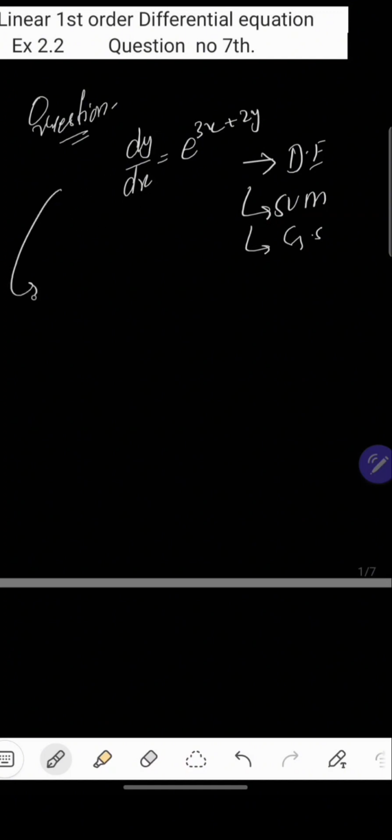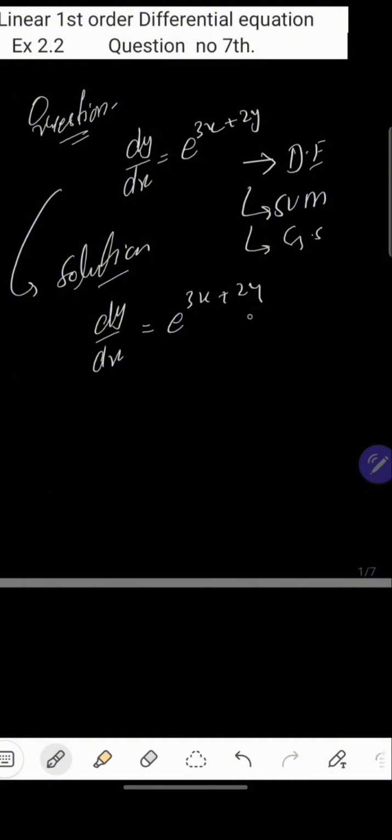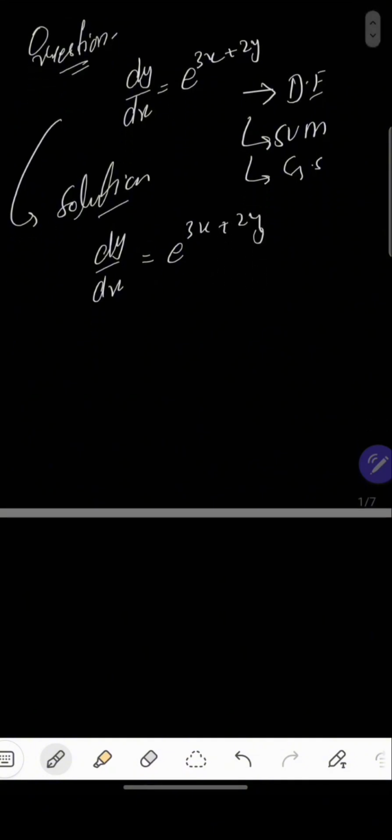Now let's come to the solution. The question is dy divided by dx is equal to e to the power 3x plus 2y. As we are solving this equation by the separable variable method, first we will separate the power of e. In the power of e, there are two types of variable, one is x and one is y. So we have to separate both types of variable. This is the first step which we commonly use in the separable variable method.